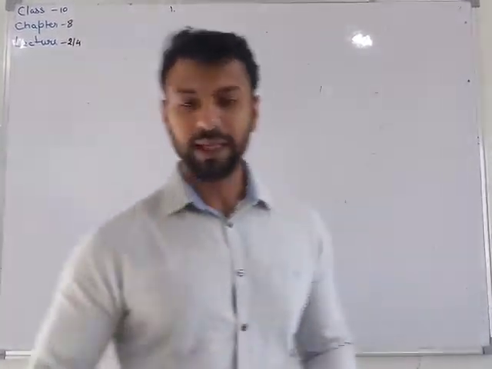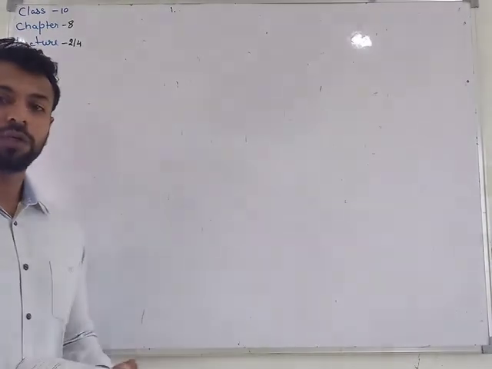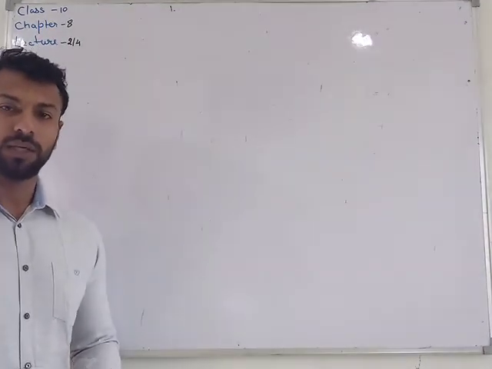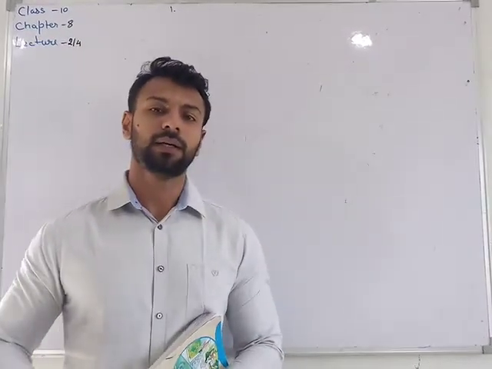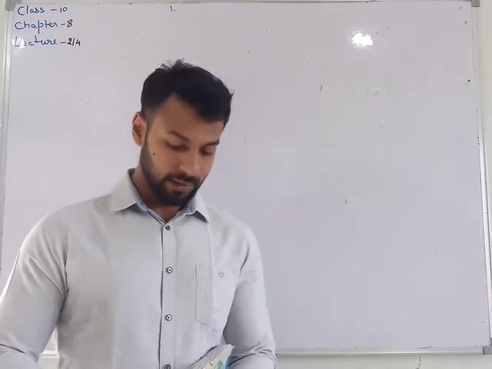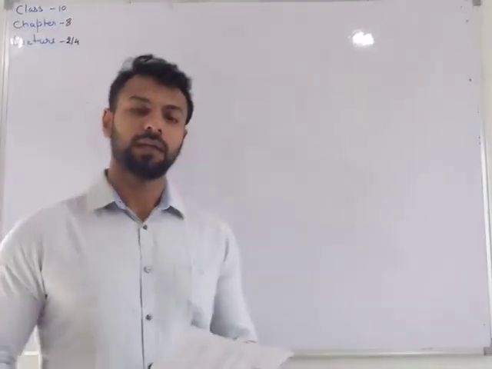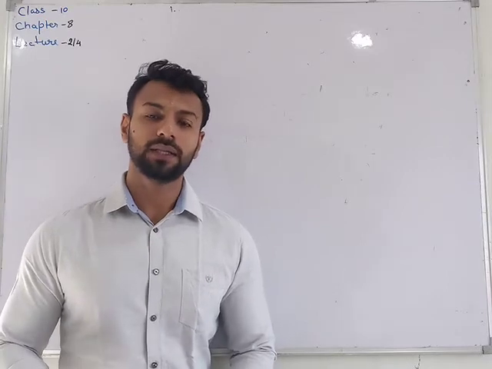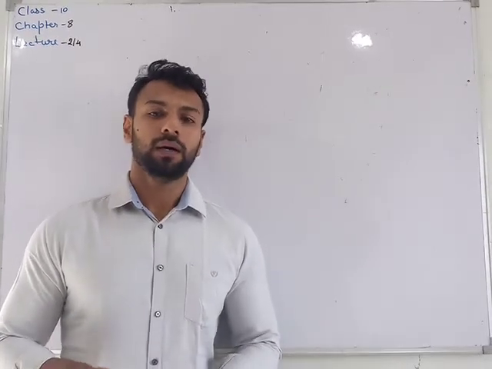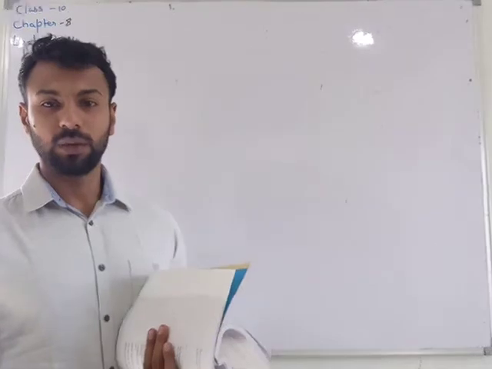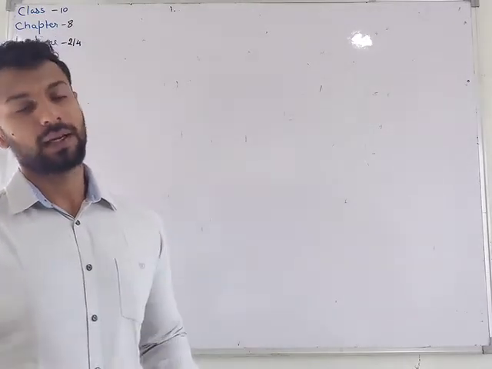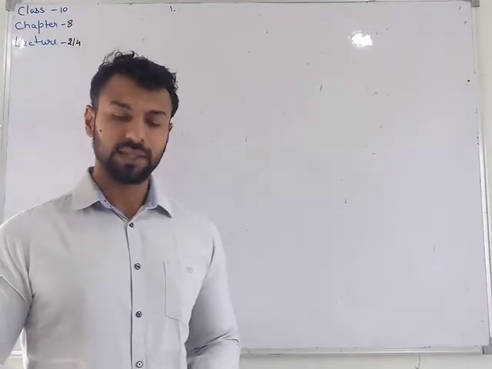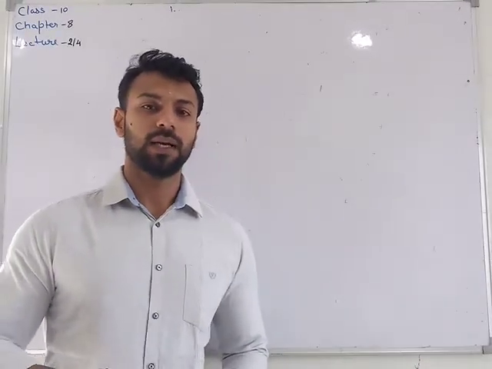In the previous lecture we have seen the ratios of trigonometry: sin theta, cos theta, tan theta, cosec theta, sec theta and cot theta. And we have also seen the values of these ratios at particular angles such as 0 degree, 30 degree, 45 degree, 60 degree and 90 degree. Today we are seeing some of the formulas and questions based on that.